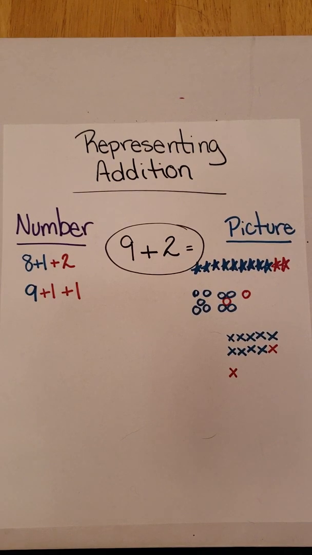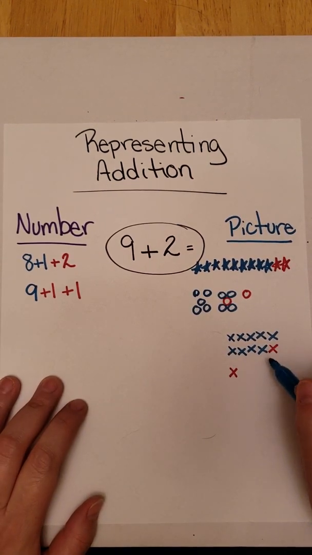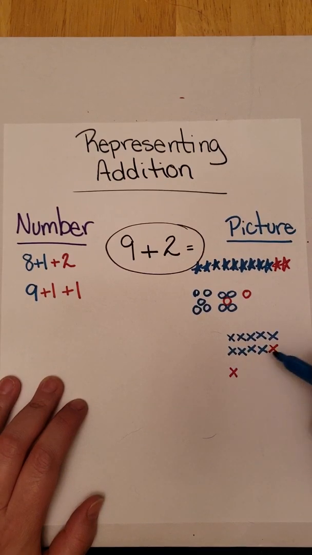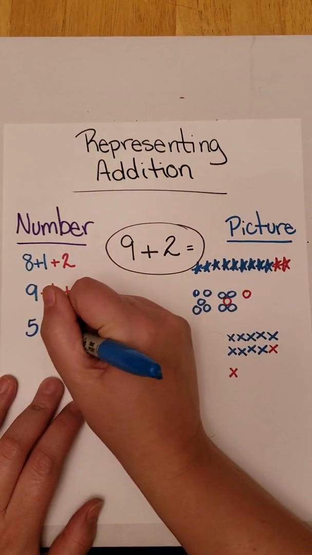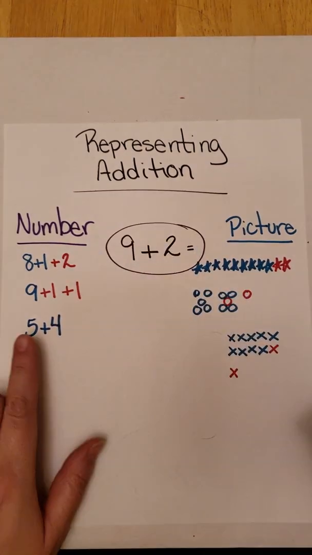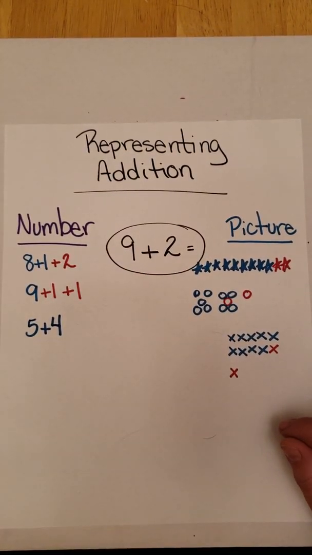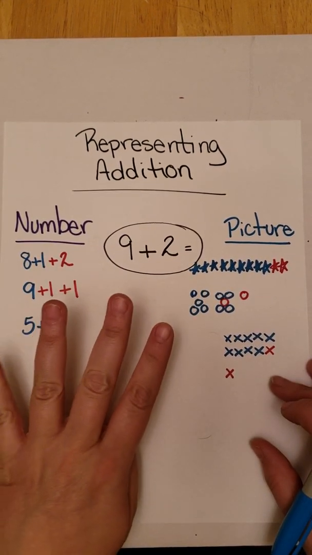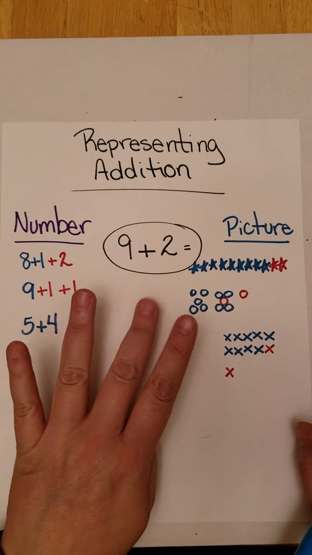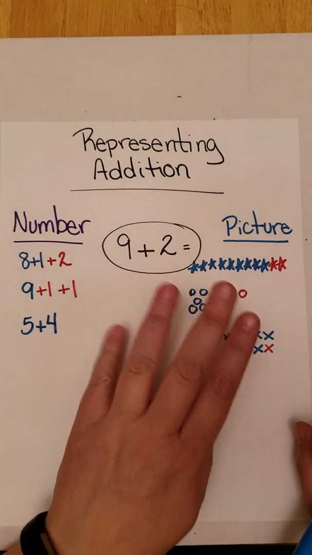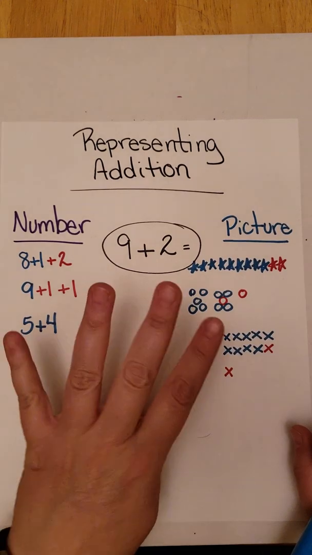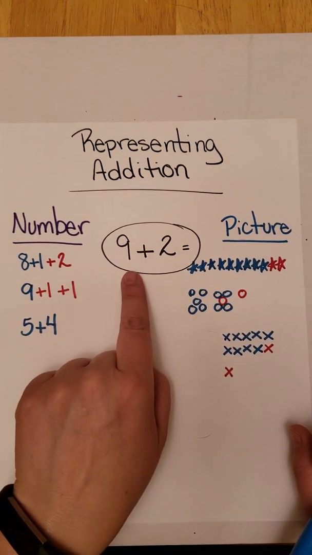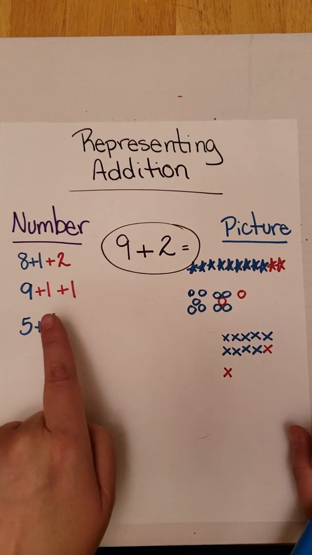I wonder if I could also represent it another way. What if I looked at this model? I made a 5 up here and 4 down here. Is 5 plus 4 the same as 9? Let me count and make sure. 5 plus 4 more. 6, 7, 8, 9. 5 plus 4 more gives me 9. So that part of the representation is equivalent.